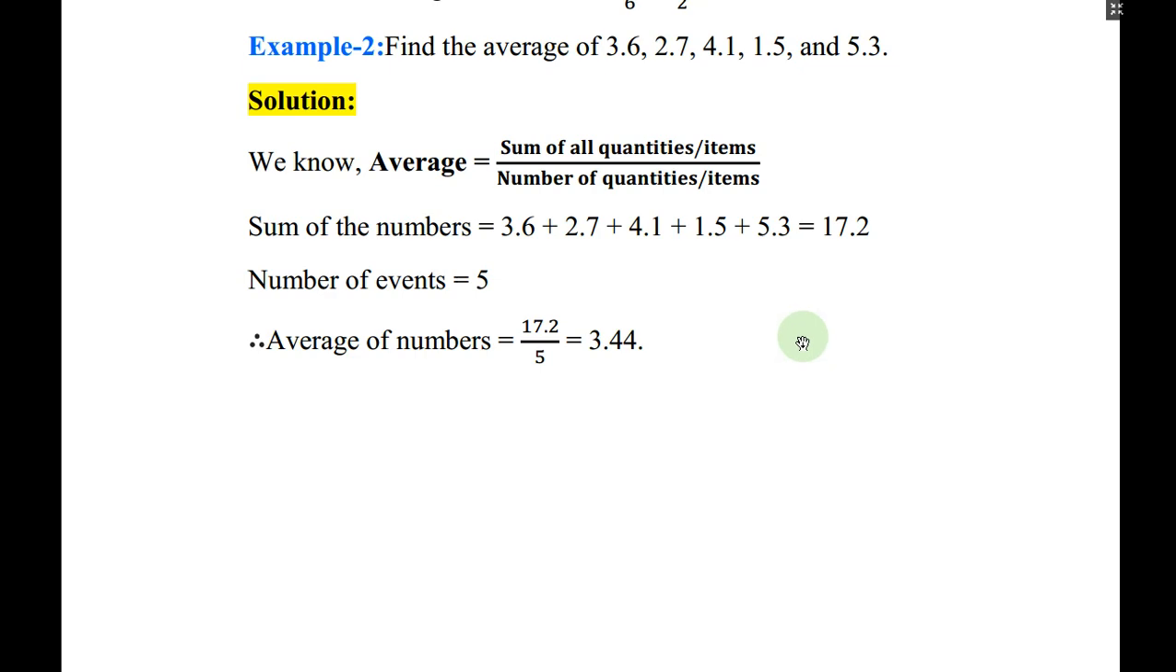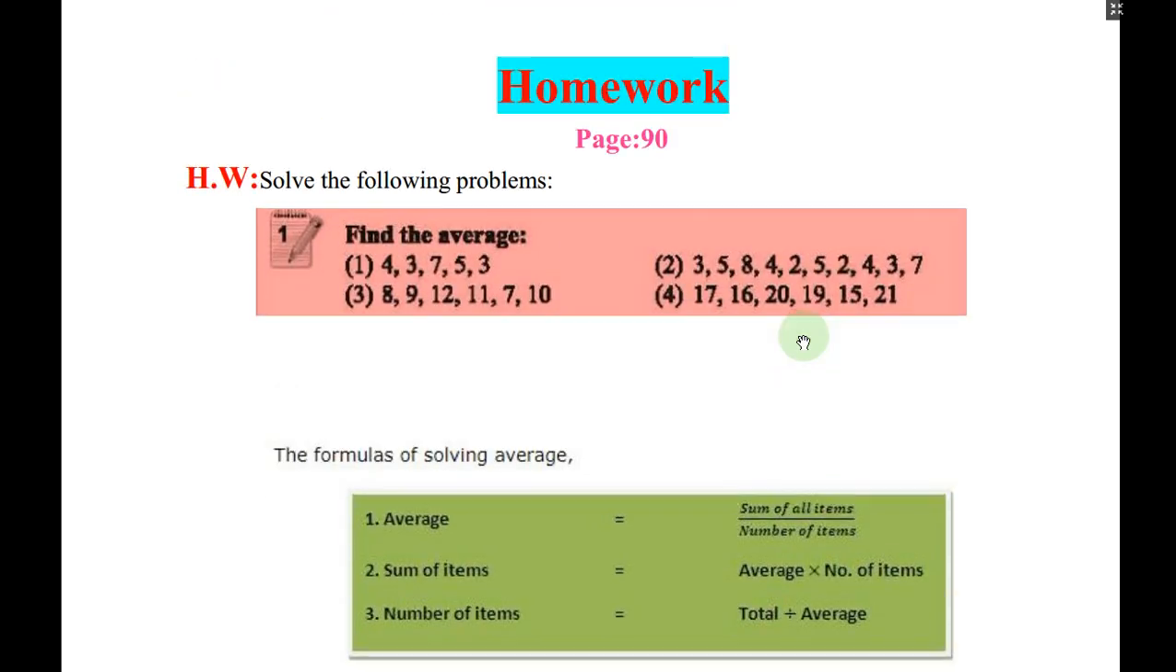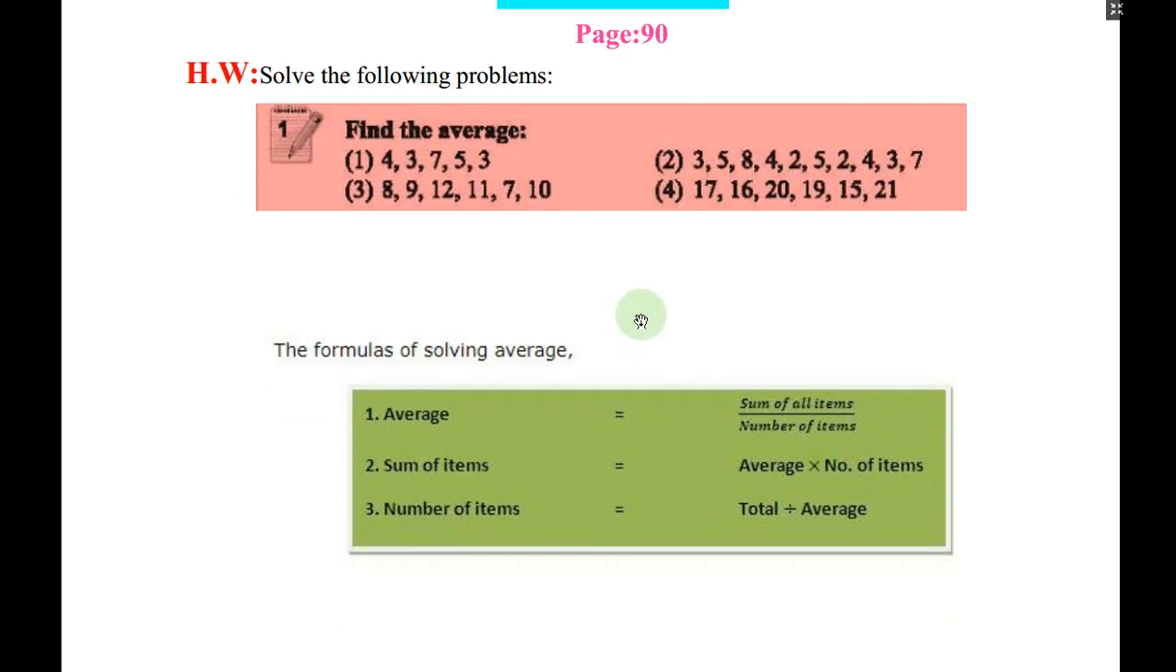It's very easy, very simple. Now there will be some homework for you. The homework is on page number 90 of your book. Solve these problems, find the average of these numbers. I think it will be very, very easy for you. But if you have any problem, you can ask me the question through the Viber group.